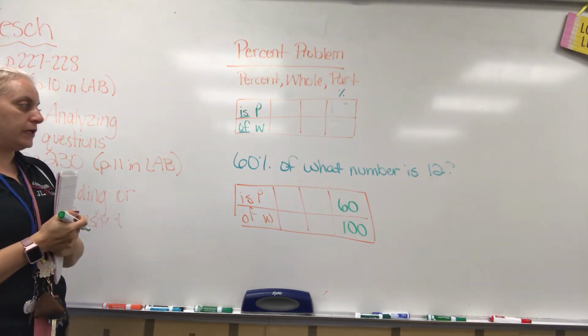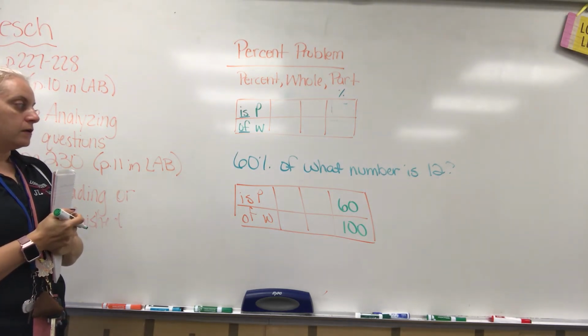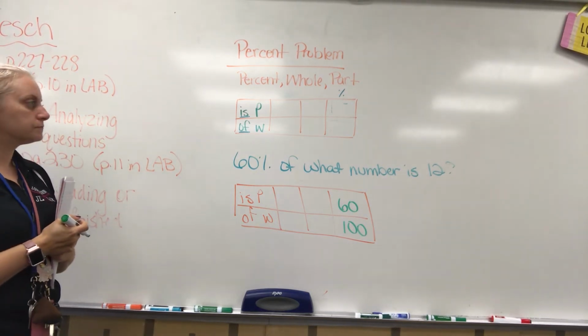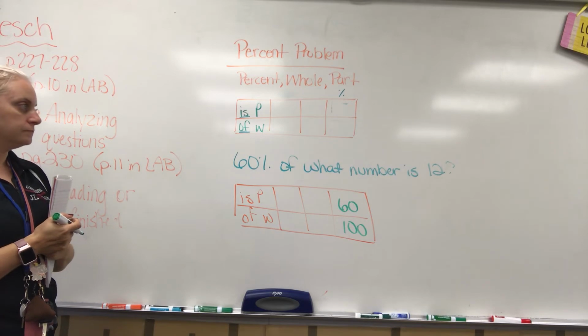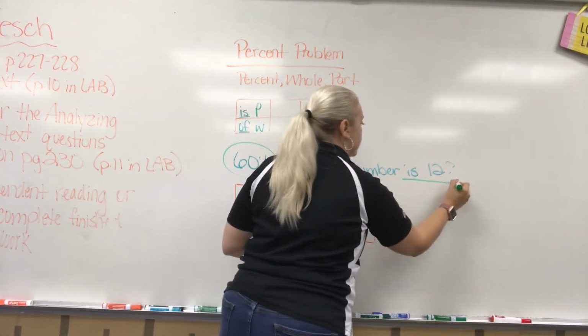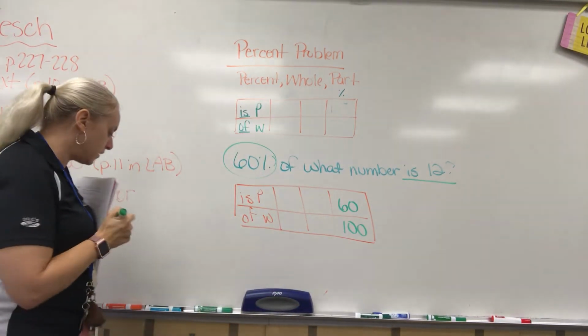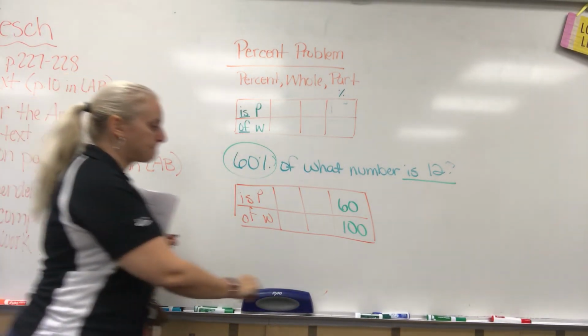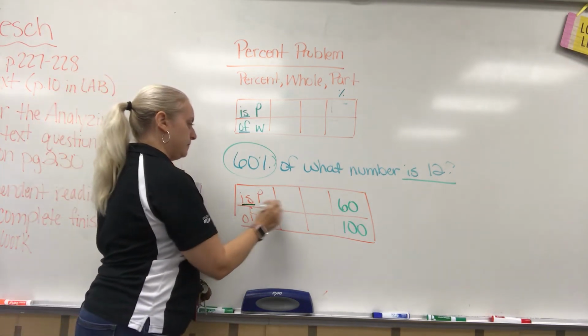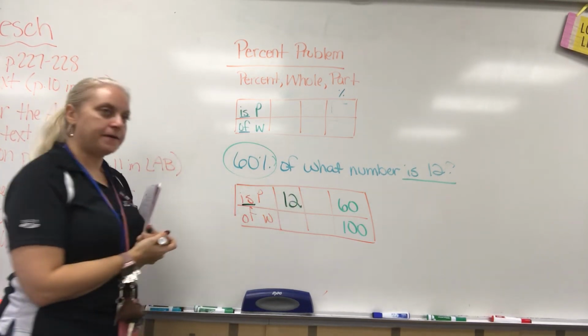So if I'm doing 60%, what else do they give us? They gave us 12. We took care of the percent, and now they're telling us is 12. And where does is 12 go? Next to is, because it's the part. Okay.